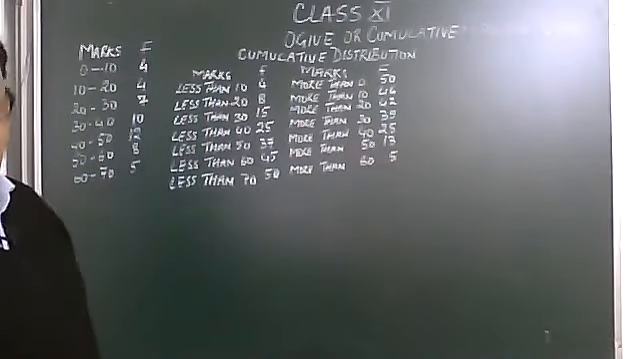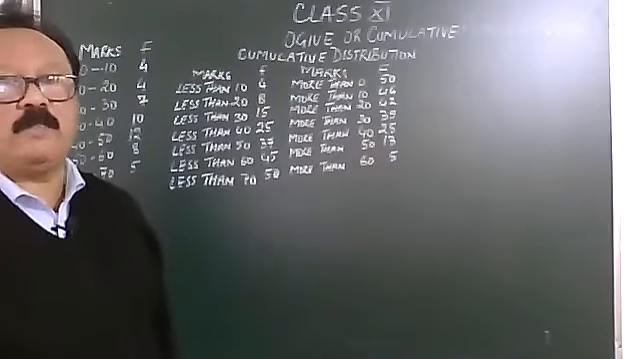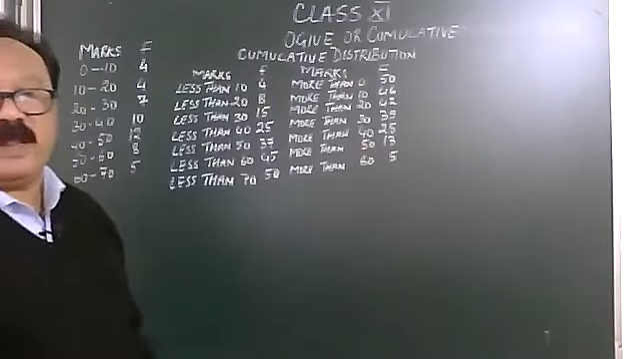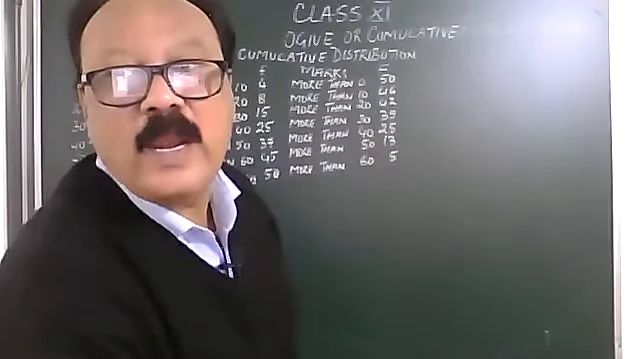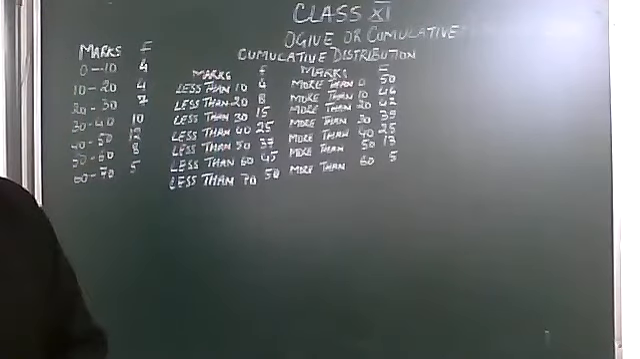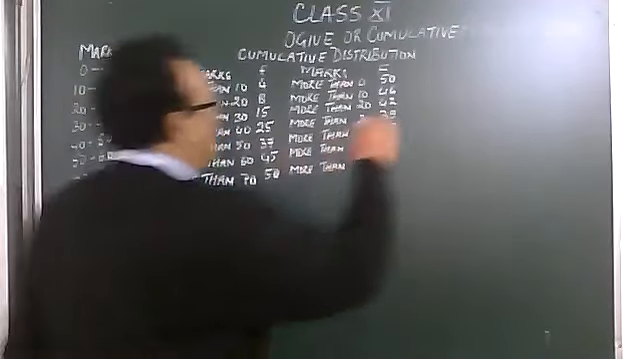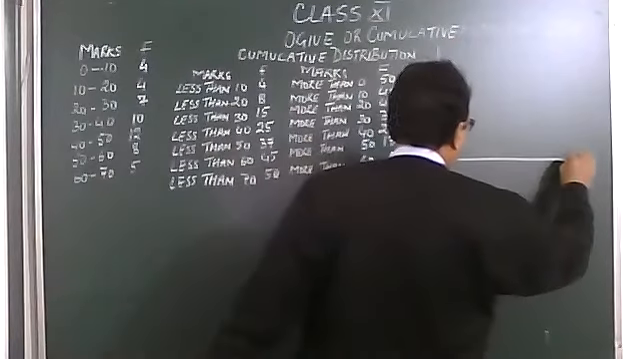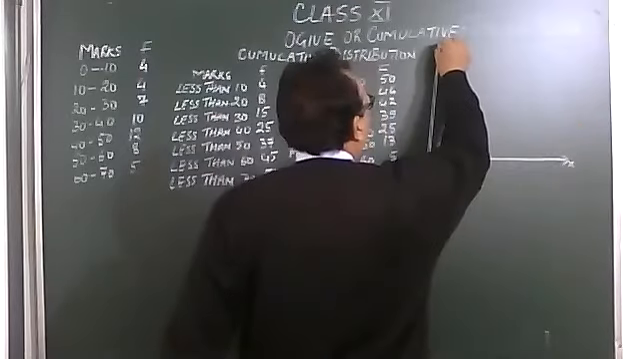Now comes how do you plot it on a graph. If you have a graph paper, fair enough. If you don't have, you can directly draw on the copy. So now we will draw the less than. We draw, let's say, first the less than, then we will draw the more than.